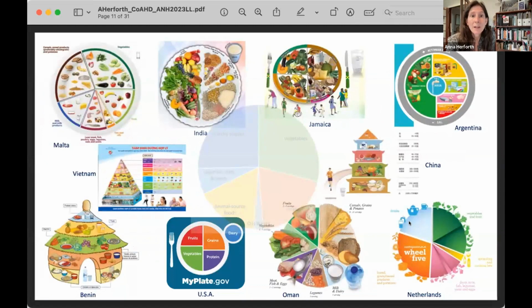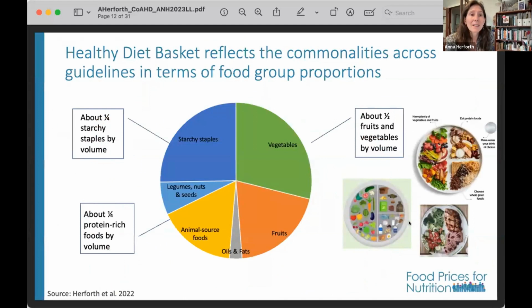which have quantifiable guidelines, and looked for patterns across the different guidelines. So what you see in the center is, if you imagine putting all of the guidelines one on top of the other, what emerges as the general recommendation, the average proportions of food groups that are recommended across countries. And this average recommendation across countries is what we call the healthy diet basket. It reflects the commonalities across guidelines in terms of food group proportions.